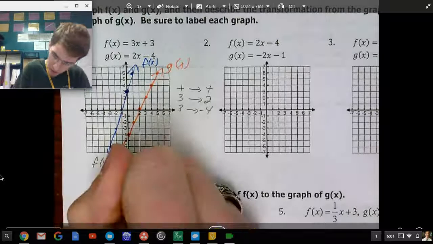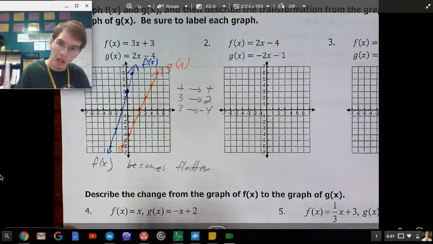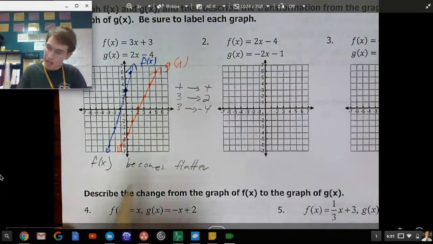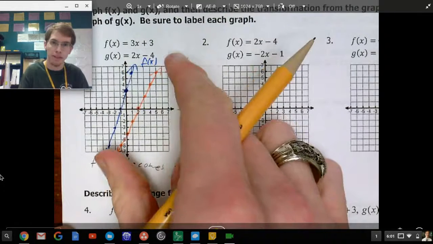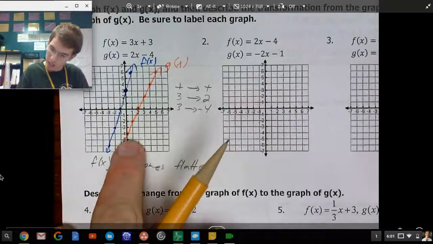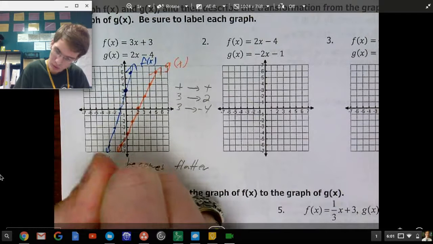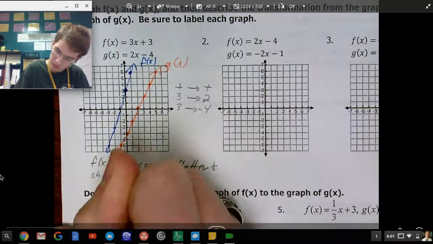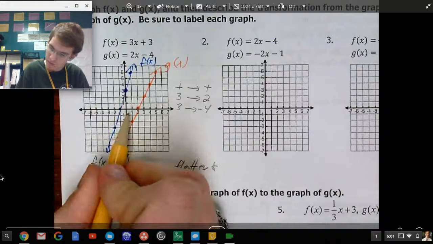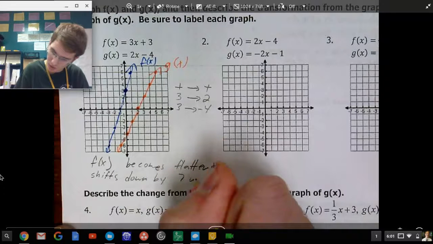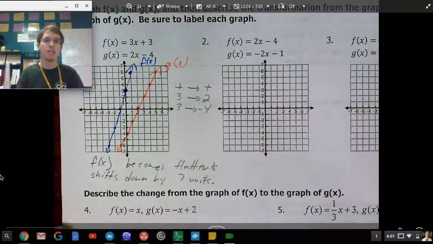So f of x becomes flatter. And then we have that the y-intercept went from 3 to negative 4. So if you actually can see this, f of x becomes flatter, lays down a little bit. And then the y-intercept goes from 3 to negative 4. So it shifts down. And shifts down by 1, 2, 3, 4, 5, 6, 7 units. f of x becomes flatter and shifts down 7 units.